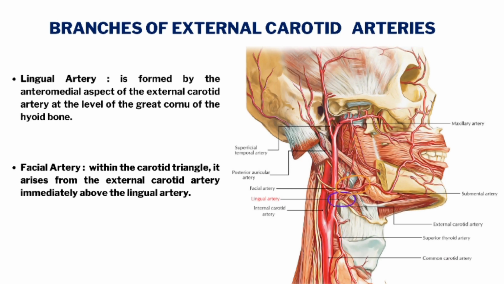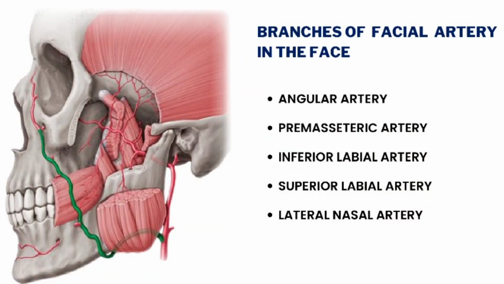In the neck, at its origin, it is covered only by the skin, platysma, fascia, and often by the hypoglossal nerve. It runs up and forwards, deep to digastric and stylohyoid. So first, we are going to talk about the branches of the facial artery in the face.